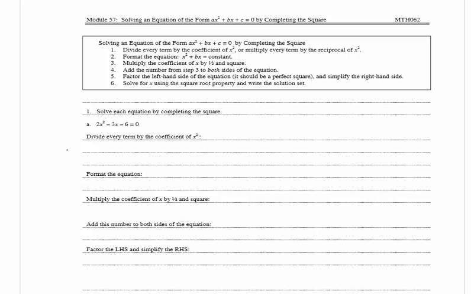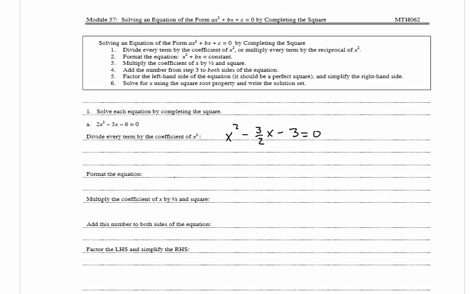In problem 1, they want us to solve each equation by completing the square. Part A is 2x squared minus 3x minus 6. The added step from the last module is to divide every term by the coefficient of x squared. So we're going to divide everything by 2. So we have x squared minus 3 halves x minus 3 is equal to 0.